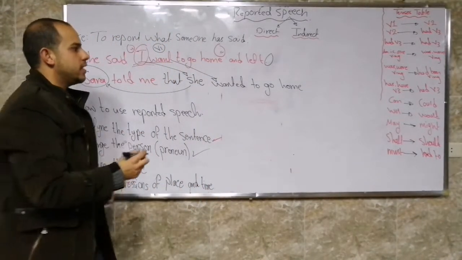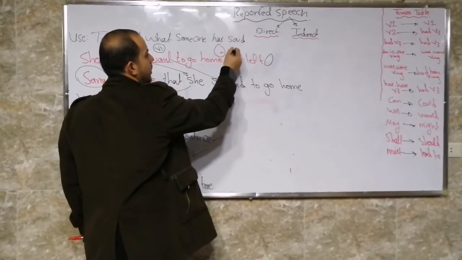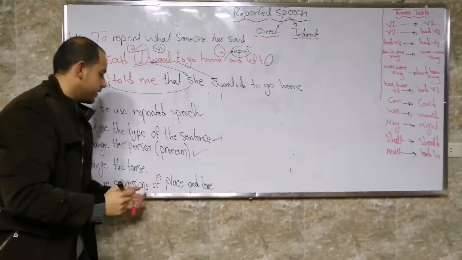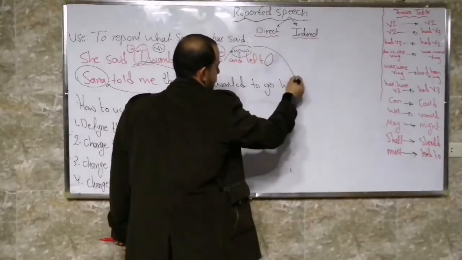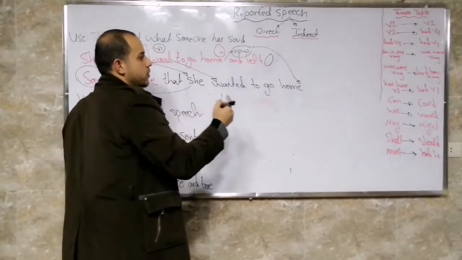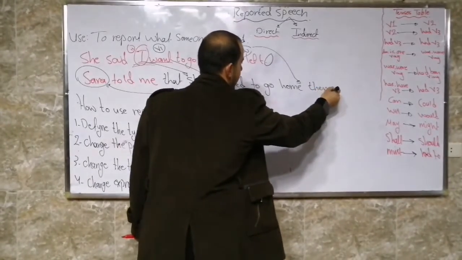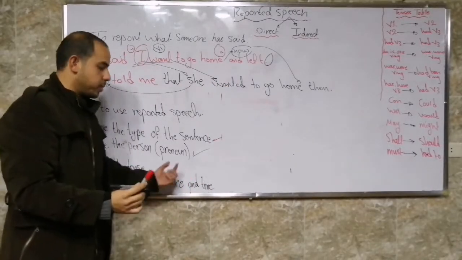Let us assume that here we have "I want to go home now," okay? Now is a time expression that should also be changed. Now changes to then. Okay. How to change expressions of place and time also.